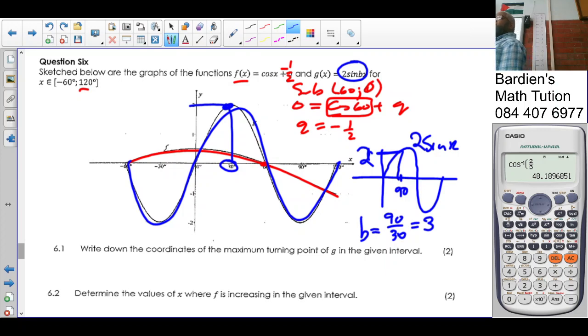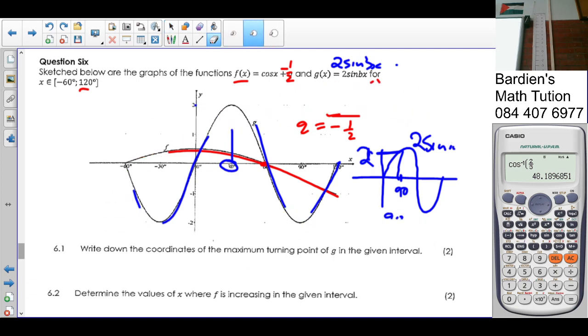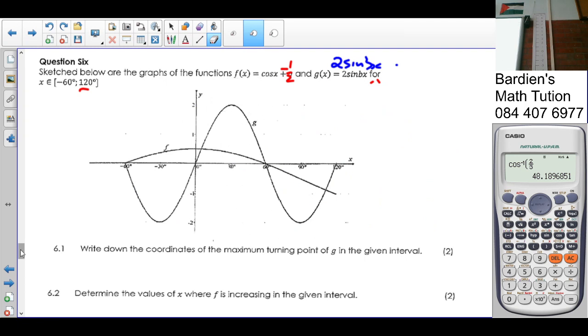Are you all okay with it? So we got 2 sine 3x. So those are the two equations. Alright, so let's see what the questions hold for us. First question, write down the coordinates of the maximum turning point of g. The maximum turning point of g is 2. The coordinates are going to be 30 and 2. You all okay with that?